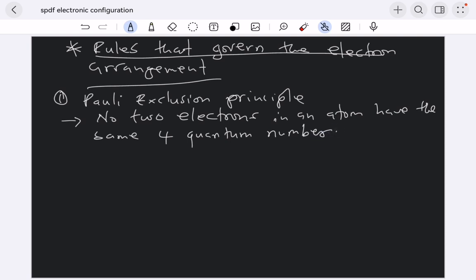So no two electrons will have the same 4 quantum numbers. It's either one is spinning in the upward direction, upspin, or the downspin direction.